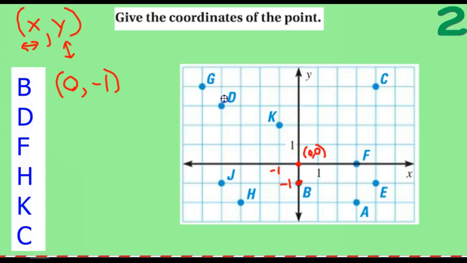D is right here. We got to look at our x-axis first. Start at 0, 0, and we go over negative 1, negative 2, negative 3, and negative 4. So our x is negative 4. Our y then, we have to go up because D is above us. 1, 2, 3. So our coordinate is negative 4, 3.